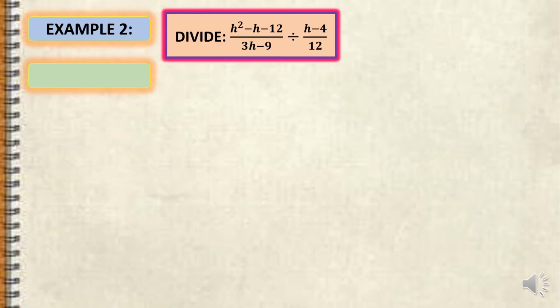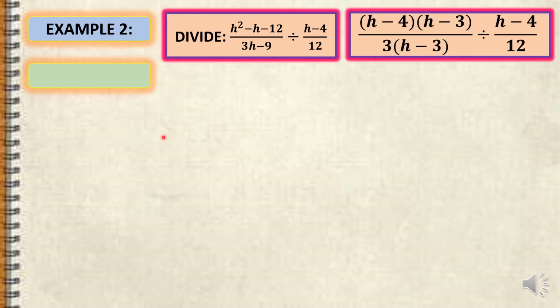Okay, so here's our example number 2. We're going to find the quotient of h squared minus h minus 12 over 3h minus 9 divided by h minus 4 over 12. So again, may gagawin tayo dito before dun sa ating pag-proceed ng copy, change to multiplication, and reciprocal. You need to double check if yung mga problems natin ay pwede siyang i-simplify.